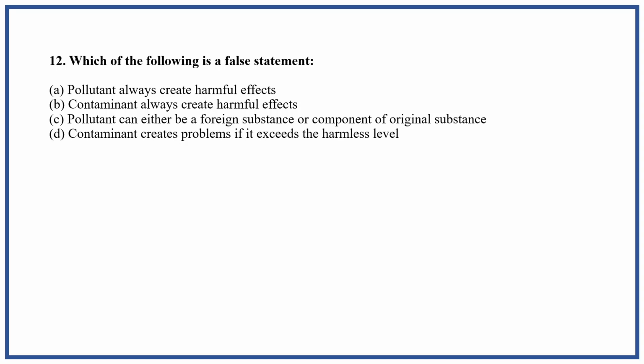Now the next one. Which of the following is a false statement? The statements are: pollutant always creates harmful effects, contaminant always creates harmful effects, pollutant can either be a foreign substance or component of original substance, contaminant creates problems if it exceeds the harmless level. So which one of these is a false statement? Here we have to know the difference between a pollutant and a contaminant. If you have any doubt between a pollutant and a contaminant, you can ask me.